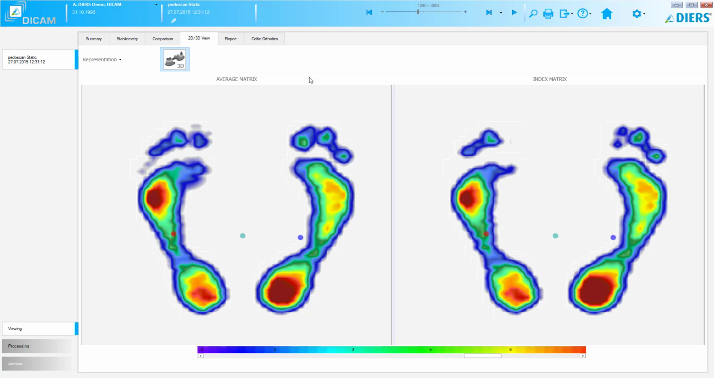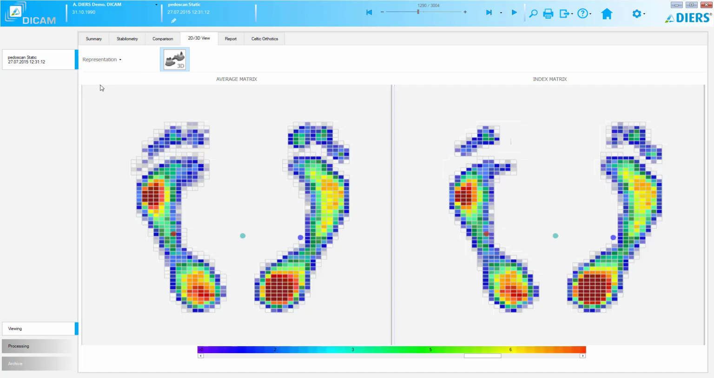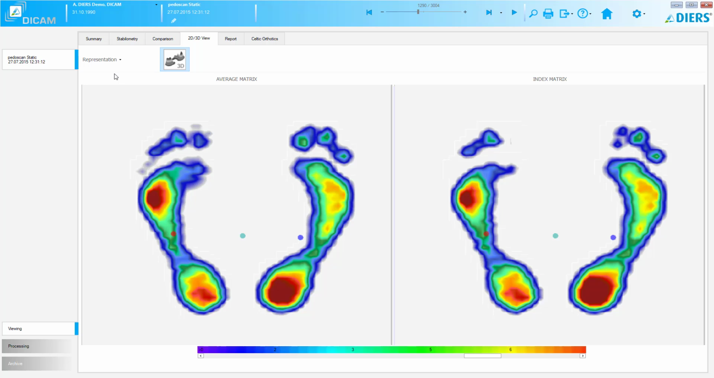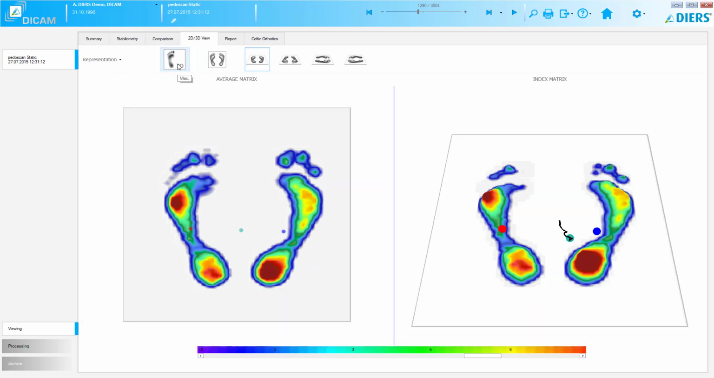This view is a slightly larger representation of the matrices of the Results tab summary. There are more visualization options here. Choose whether you want the pressure data to continue to be displayed in interpolated form, or perhaps you would prefer to see it as a representation of the sensors that are actually loaded. You can also view the pressure data of the index matrix in 3D instead of two-dimensionally. This is used to separate pressure areas not only in terms of color, but also spatially.